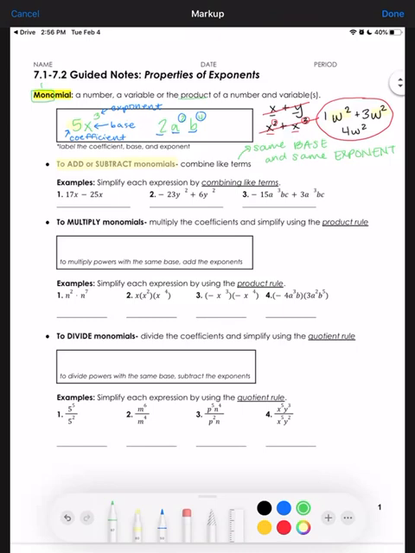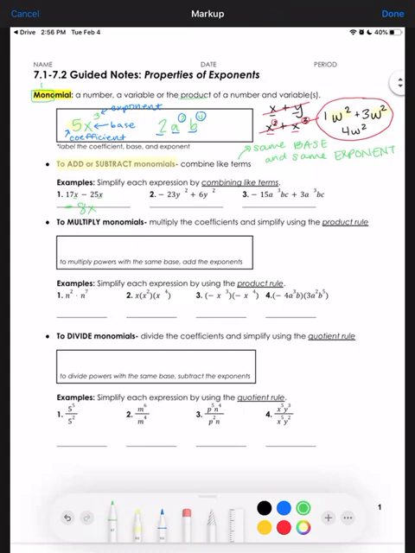So now we're going to jump in and do some examples. Number 1 says 17x minus 25x. In order to simplify this, we first have to ask, are these like terms? We have a 17x and a 25x. They're both just x to the first power, so yes, these are like terms. So we can go ahead and subtract 17 minus 25. The difference here would be negative 8x.